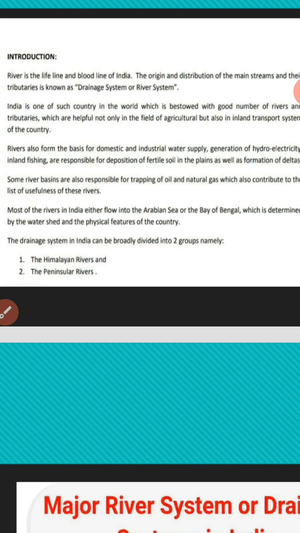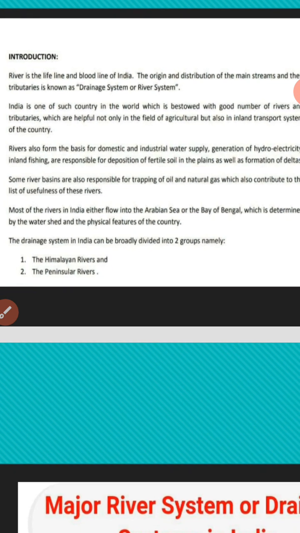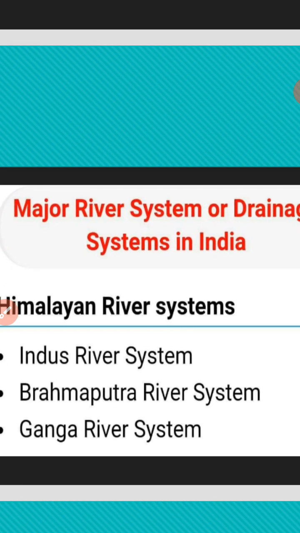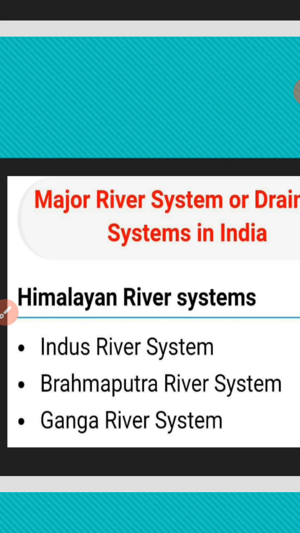Most of the rivers in India flow either into the Arabian Sea or into the Bay of Bengal, which is determined by the watershed and physical features of the country. Now, the drainage system of India is broadly divided into two parts, which are the Himalayan river systems and the peninsular river system. We are discussing the Himalayan river systems. In the previous video class, I have already discussed the Brahmaputra river system, and today we are going to discuss the Himalayan Indus river system.